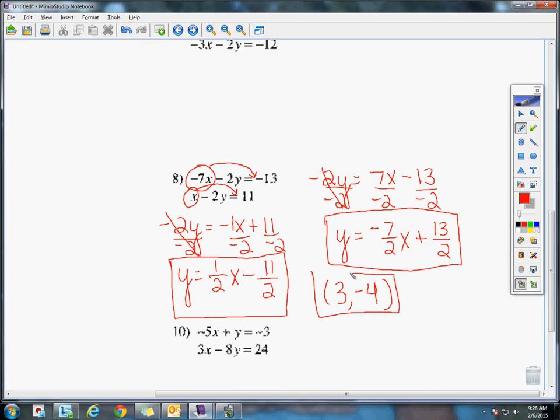Huge hint, all of your answers for number 1 through, I think there's 20. Yeah, number 1 through 20, you should not get any decimals. So if you're getting decimals on your intersection, you need to go back and check your work.